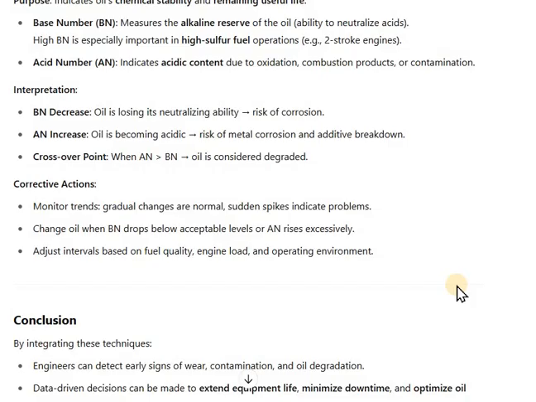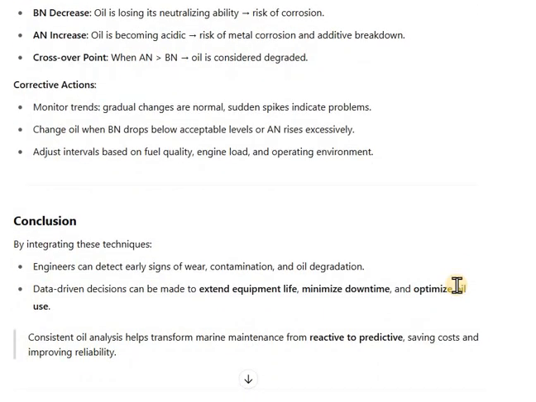So corrective actions: monitor trends, as gradual changes are normal while sudden spikes indicate a problem. Change oil when the BN drops below acceptable levels or AN rises excessively. Adjust intervals based on fuel quality, engine load and operational environment.